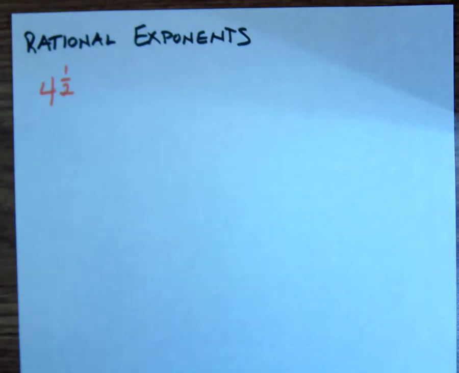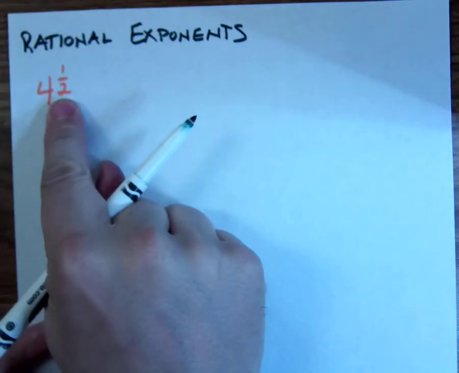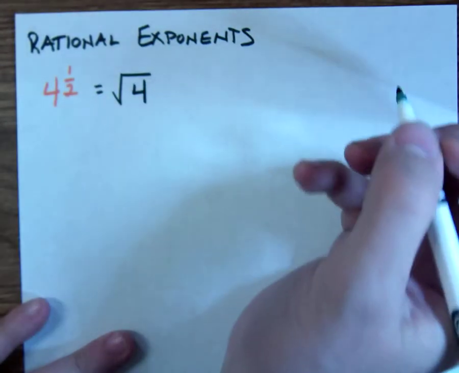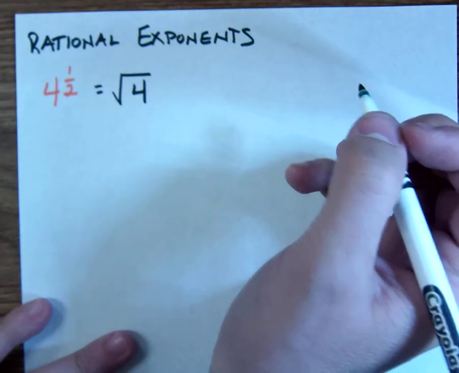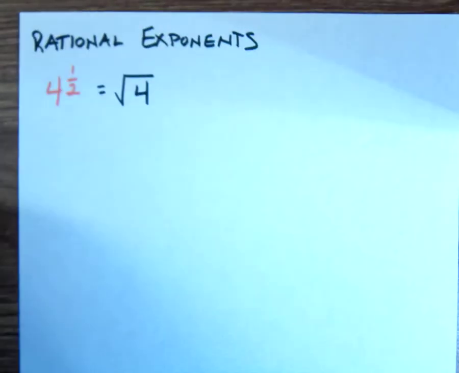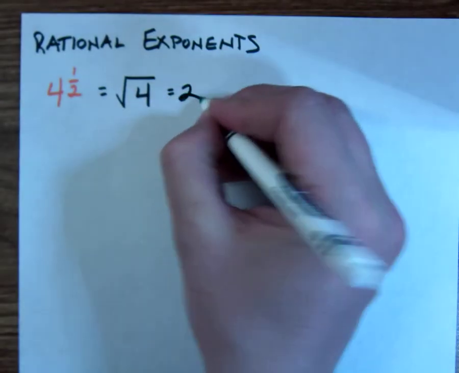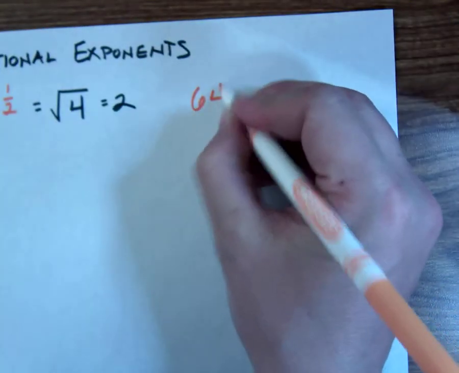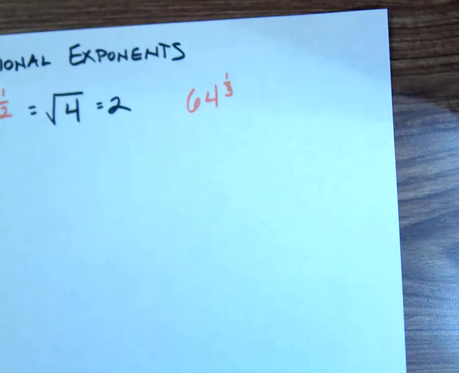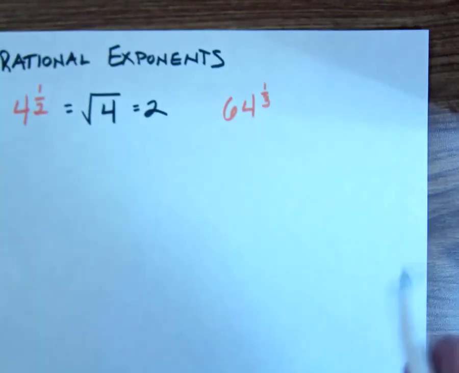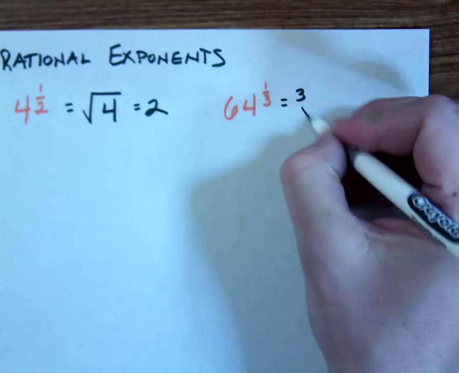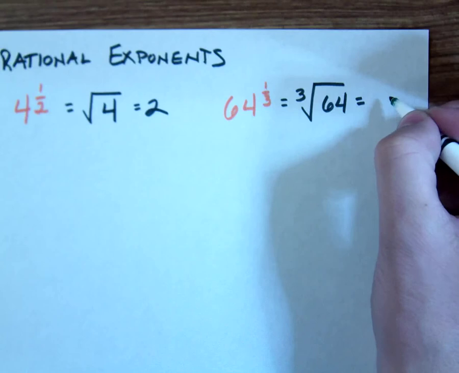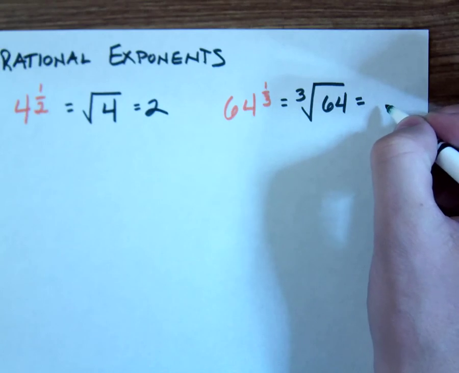So what you need to know is that anytime you have something raised to the 1/2 power, that is equivalent to the square root. So 4 to the 1/2 power is equal to the square root of 4, which of course is 2. Great. With that in mind, what do you suppose happens when you raise something to the 1/3 power? That's the equivalent of a cubed root. And the cubed root of 64 is 4.